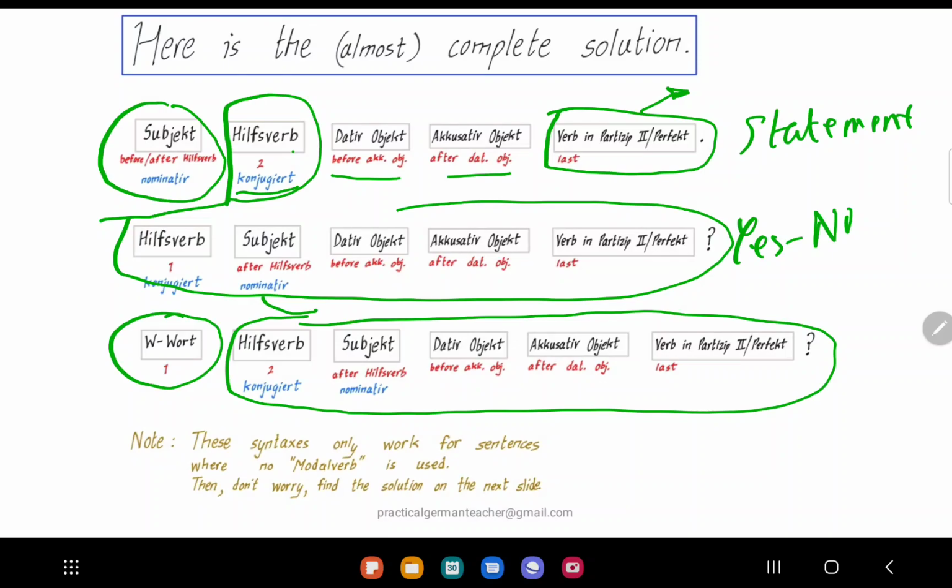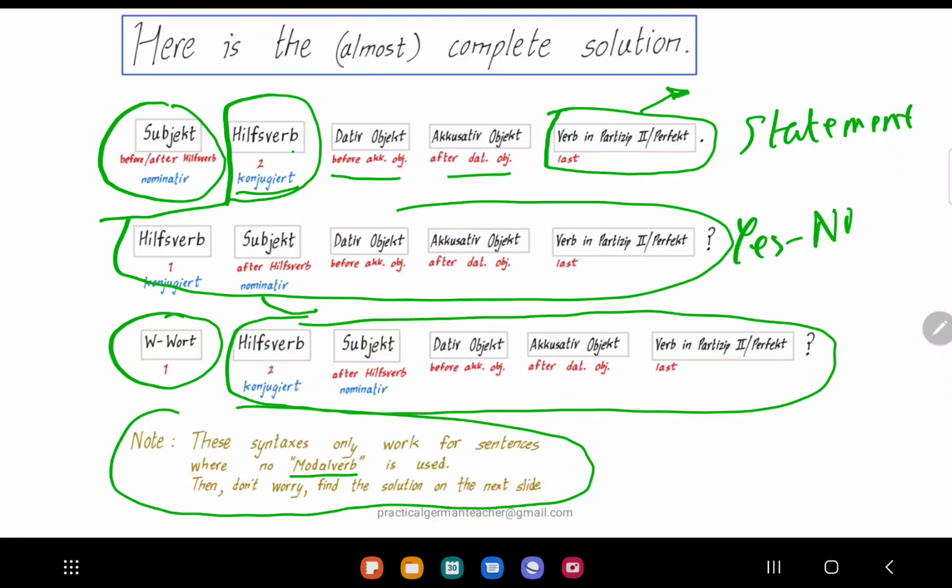Okay, so for example, I read, I wanted to read, did I want to read, what did I want to read, what I wanted to read. So I hope you get the idea. These sentences only work, as I said, for sentences where no modal verb is used.